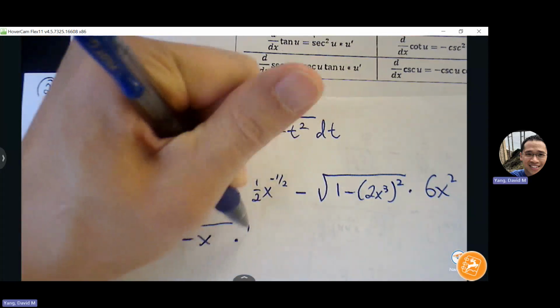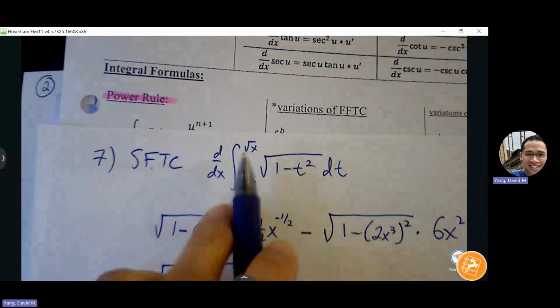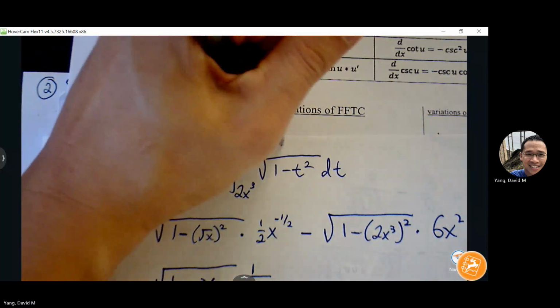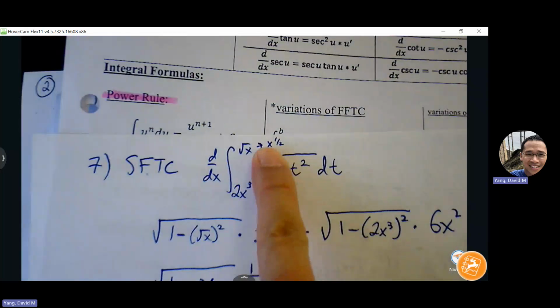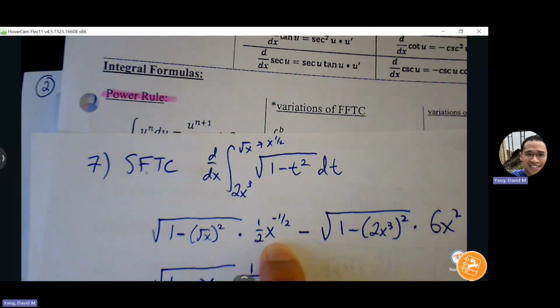I don't want to have x anymore. So I rewrote this square root of x as x to the 1/2. And then I did power rule, right? What's the derivative of x to the 1/2? Negative 1/2.